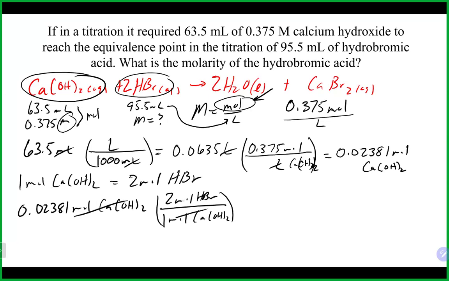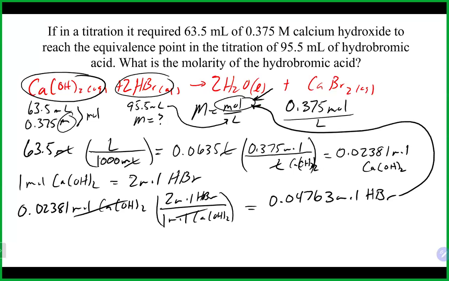Those are going to cancel. That's going to get us here. It looks like 0.04763 moles of HBr. That obviously is the top part there of what we need. So now that we have everything we need, we can put it in there.